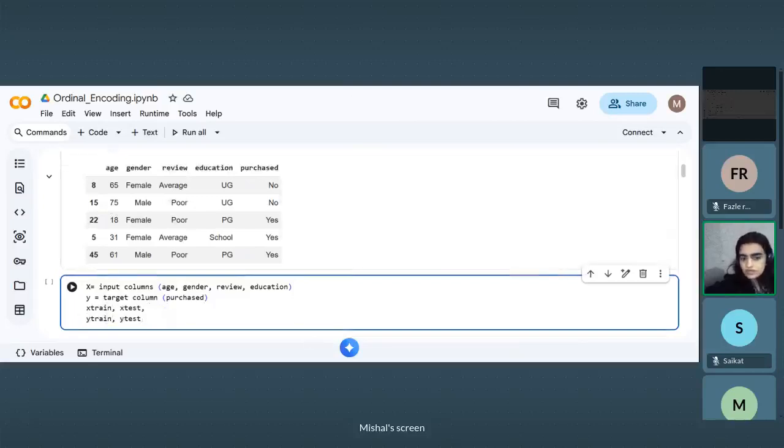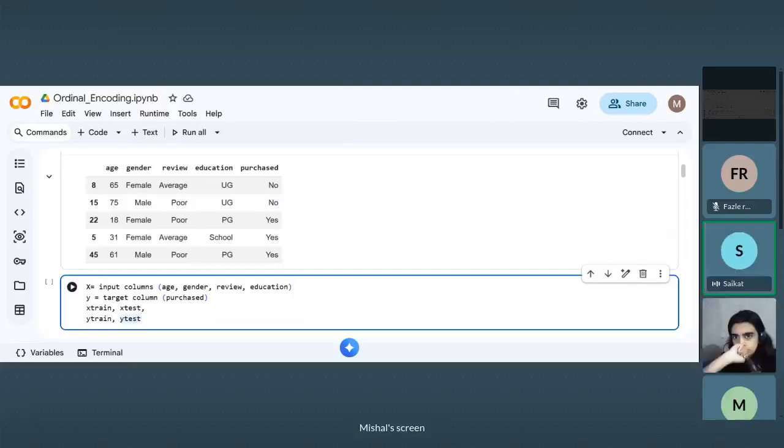So 70% of these columns will be in X train and 30% will be in X test of these columns. Then 70% of the output samples will be in Y train and 30% will be in Y test. Is it clear up till now?